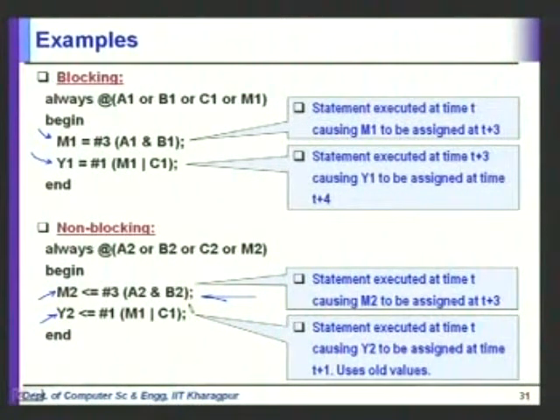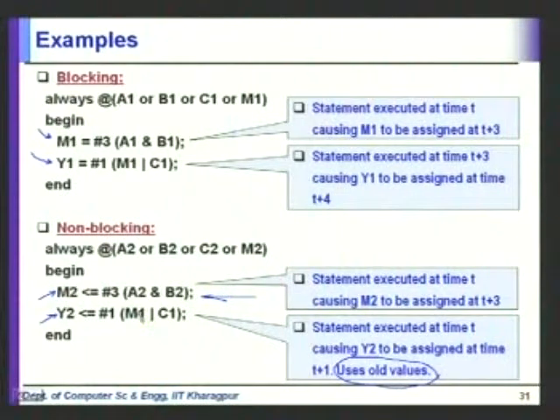Okay. So this one will start at time t also. This one will also start at time t, and it will cause Y2 to be assigned at time t plus 1, because if you start this at time t, then after only one cycle. Another important thing here is that this uses old values. What do we mean by old values?